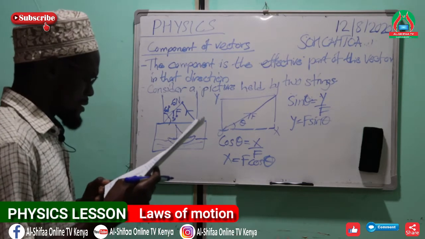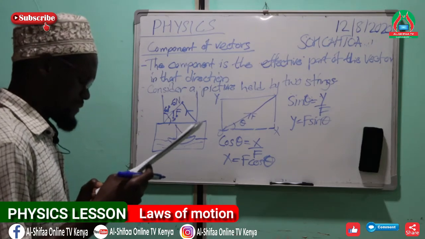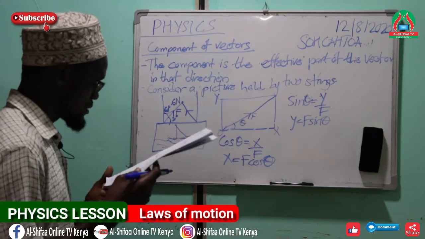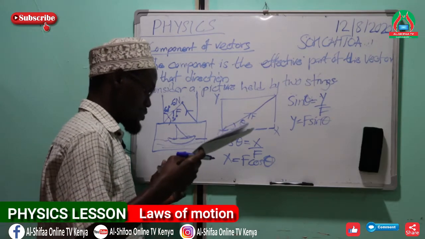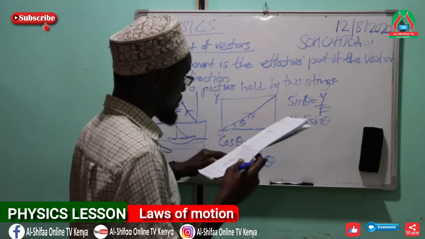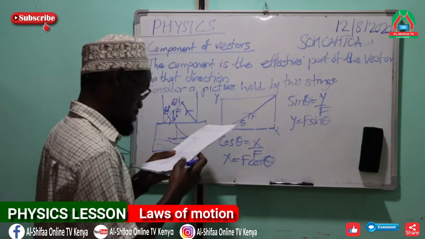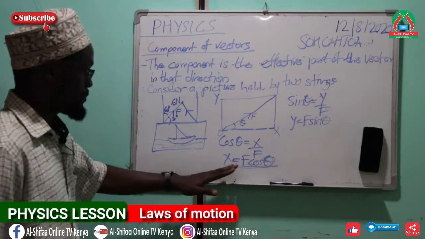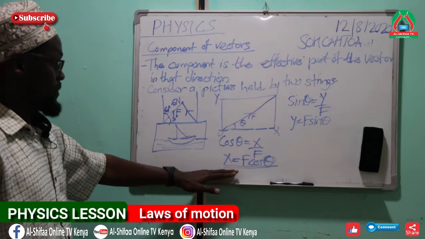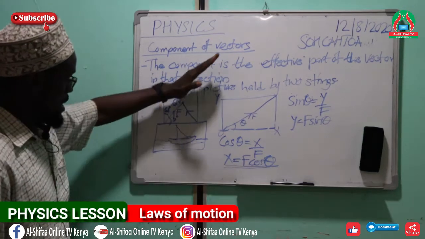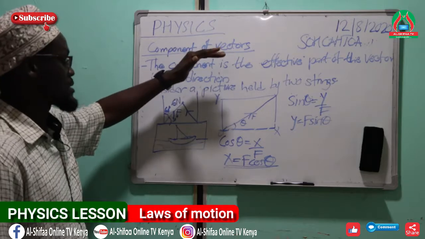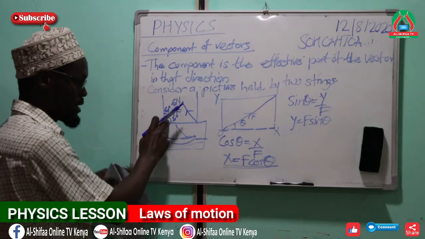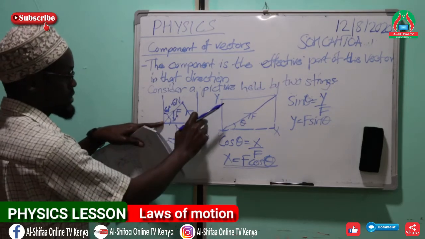We are told that the component of any vector F in a direction making an angle theta to F is always given by the component F cos theta. So if a force is acting at an angle, its x component is always F cos theta. You identify the angle and its x component will be F cos theta.